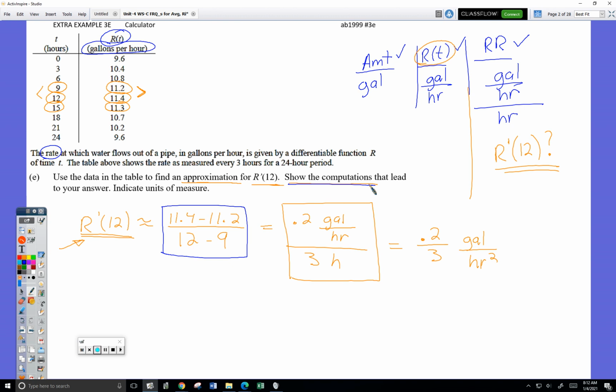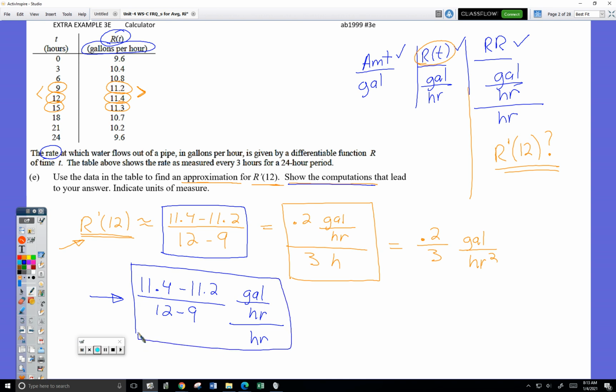If I leave it, in fact, you can do this. You could write 11.4, 2 points for Zarin, minus 11.2, all over 12 minus 9, and as long as you included the units, so you wrote gallons per hour squared or gallons per hour, that blue answer here would also get full credit. There's no requirement on the AP test to simplify anything numerically. In fact, the best advice is to stop here at the blue. Because if you go further, you risk making a simple mistake and losing a point. So we're going to practice stopping here.